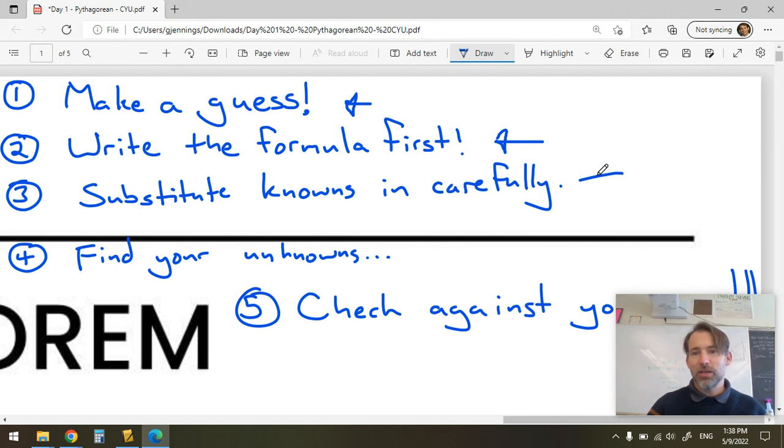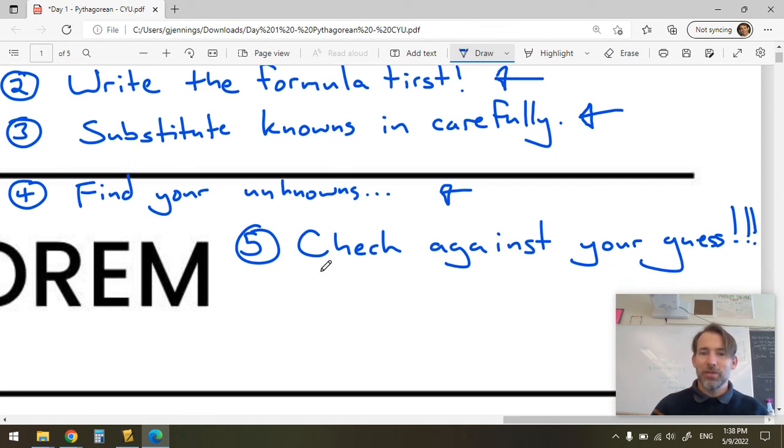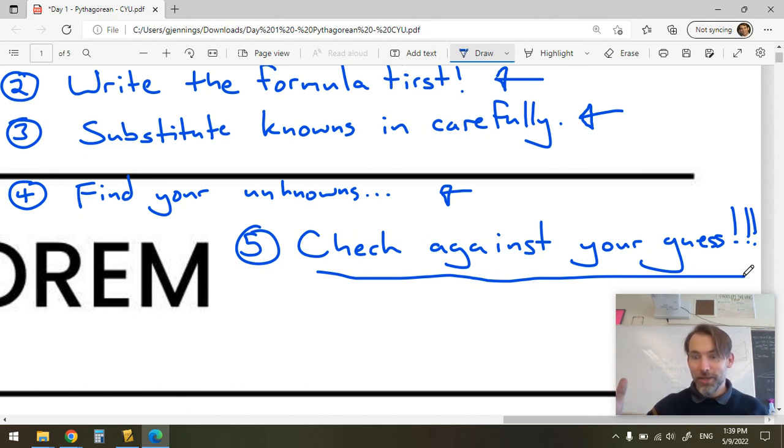The next step is going to be to put the knowns inside. You're going to know two sides already, and you're going to substitute those two sides in to find out the unknown side. So substitute in carefully into the formula, and then work that to find your unknowns. And that's great. Once you've got the unknown, that's kind of like the answer to your question. But the last step is to check your work against your guess. And you want to make sure, does that match my guess or not?